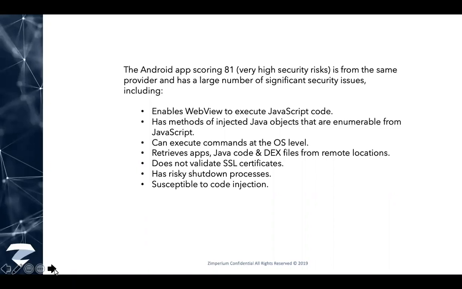So when you look at the Apple app, a large part of it had to do with communication issues and encryption issues. If you come over here, a lot of it has to do with injection and the ability to pull apps from remote locations, which to a certain extent is a variation of injection, right?